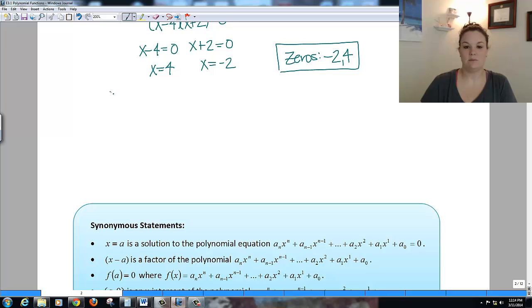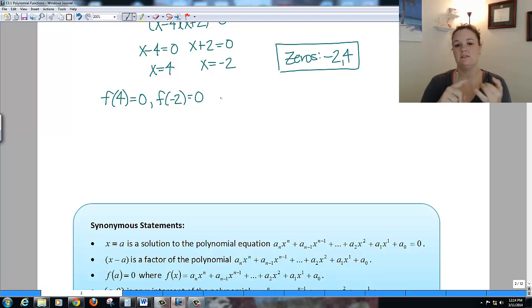So that means if I were to plug in f of 4, I would get 0. If I were to plug in f of negative 2, I would get 0. Okay? If it's a solution, if it's a root, if it's a factor, all these things mean the same thing. So if x equals 4 and x equals negative 2 are my zeros, that means if I plug them back into the function, I would get 0.